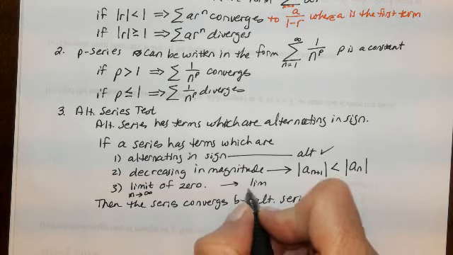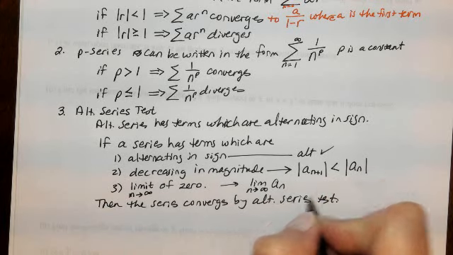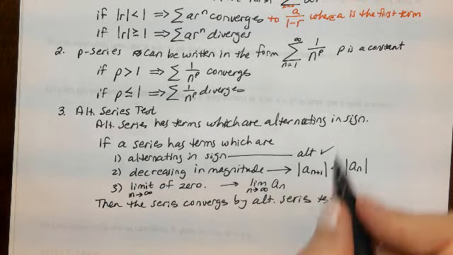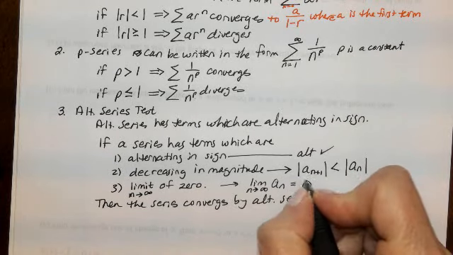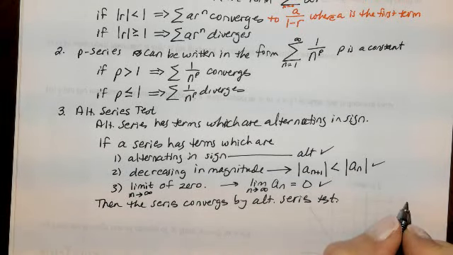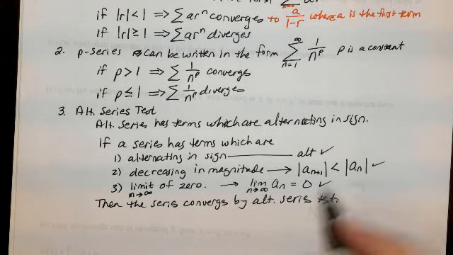Limit of 0 is easy. That's just the limit as n approaches infinity of your a sub n, your argument of your sum, must be 0. So all three of those must be true. Okay?